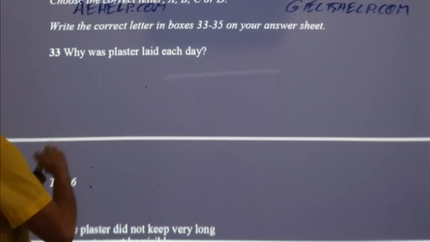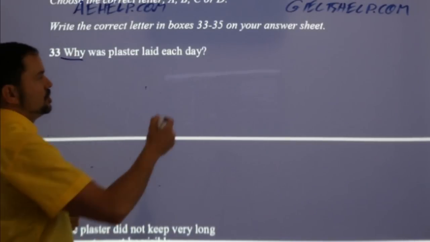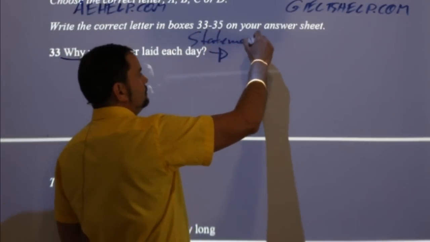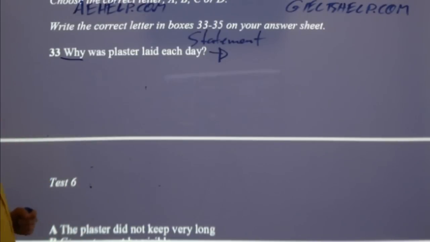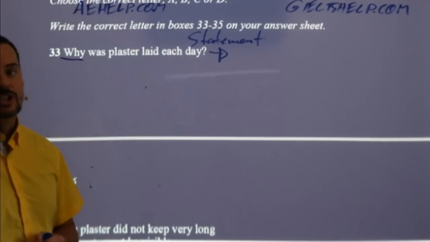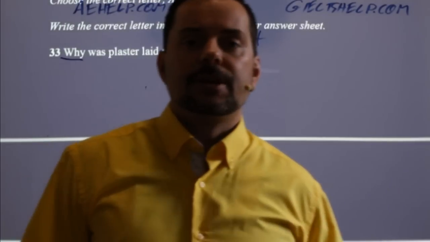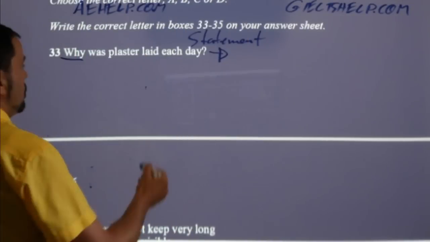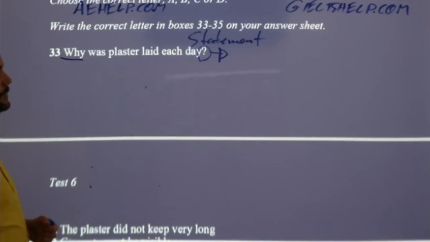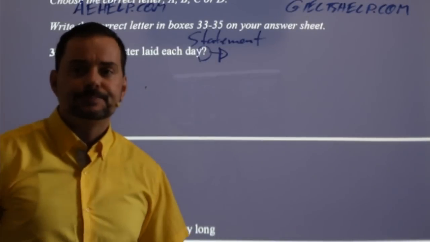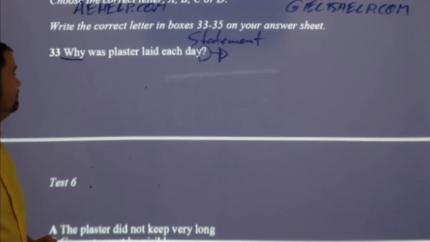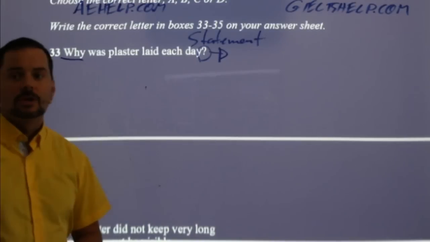Now, with multiple choice, oftentimes you have a question, and a good strategy is to change the question into a statement in your mind, okay? So why was plaster laid each day? What would be the statement there? So if I want to change that question into a statement, so not with a question mark, but with a period, then I can do that. What would that look like? So what would the statement look like?